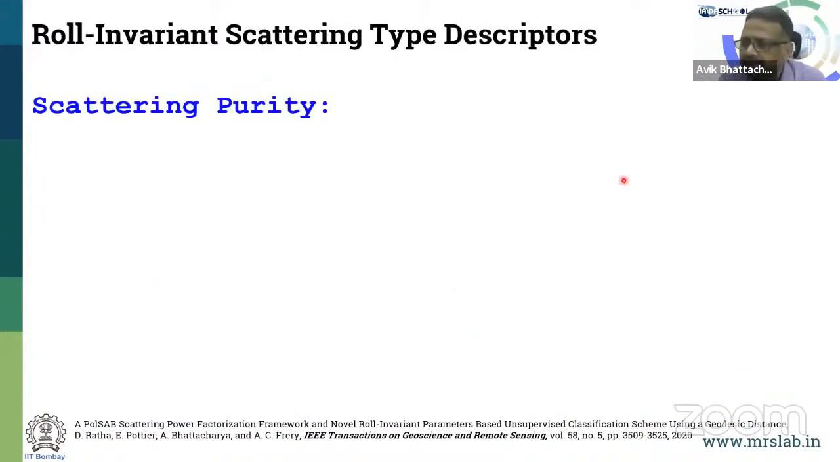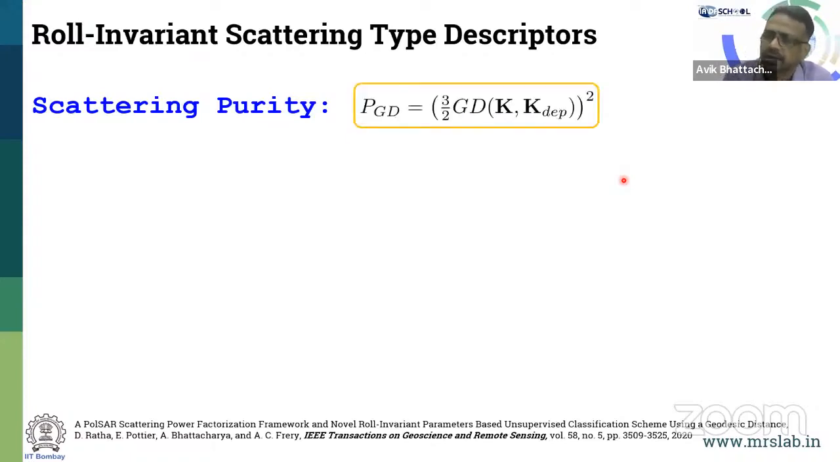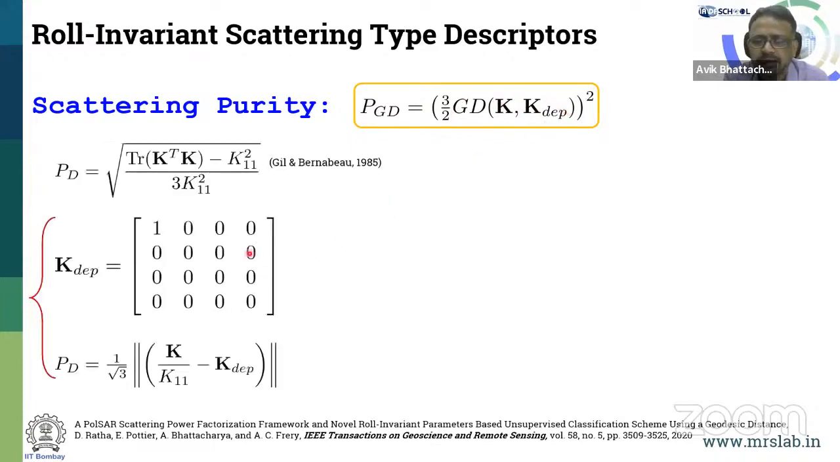But can we also find some kind of a purity measure? You have seen now there is a scattering type, but you have not correspondingly found out the amount of purity in the type. We have only said there is scattering type information with alpha. So is there any possibility of finding out a purity measure? And that's exactly what we do over here. We measure something like, again, a distance between a Kennaugh matrix and a complete depolarizer. A depolarizer is something like, when any polarized wave comes in, it will be completely depolarized when it goes through such kind of material.